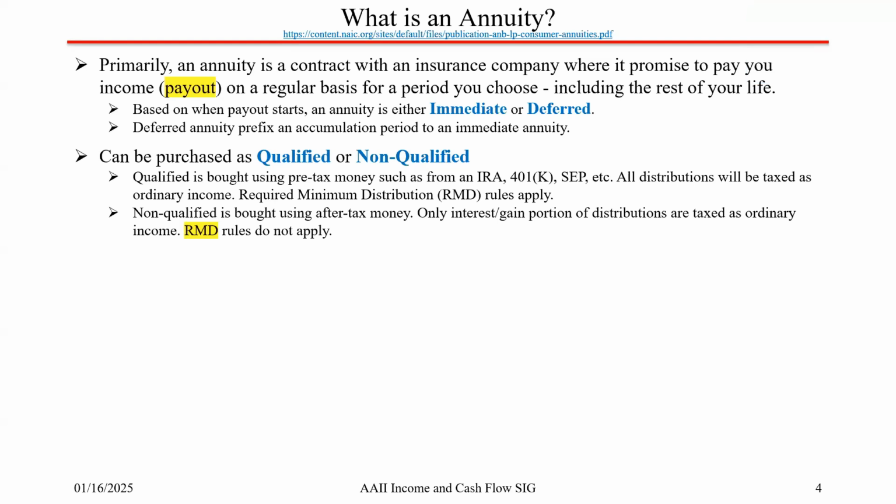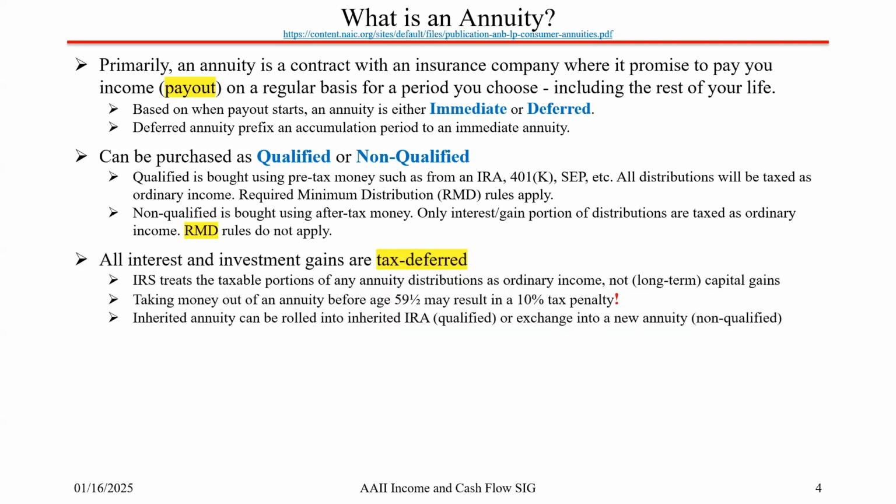Right. So if you bought an annuity with after-tax money, which is non-qualified, then only your interest or the gain of the distribution will be taxed, and your principal part will not be. And so in here, RMD rules don't apply either, right? So you can live until your 90s and you don't worry about RMD with your annuity.